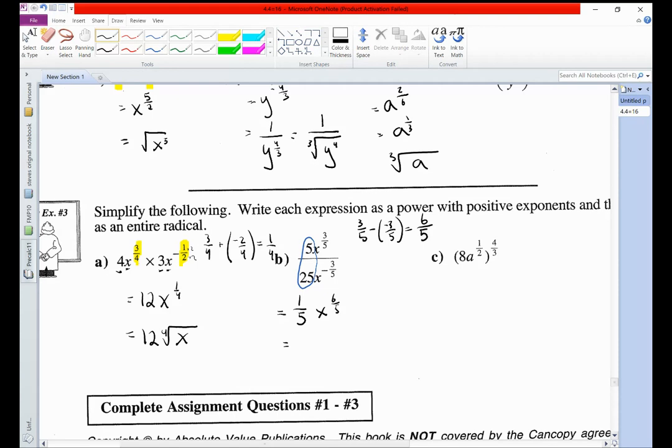And then we can say that is the same as 1/5 multiplied by the fifth root of x to the power of 6.